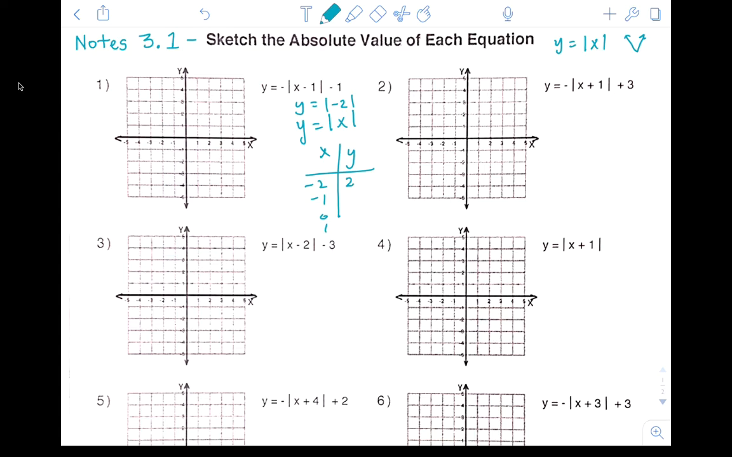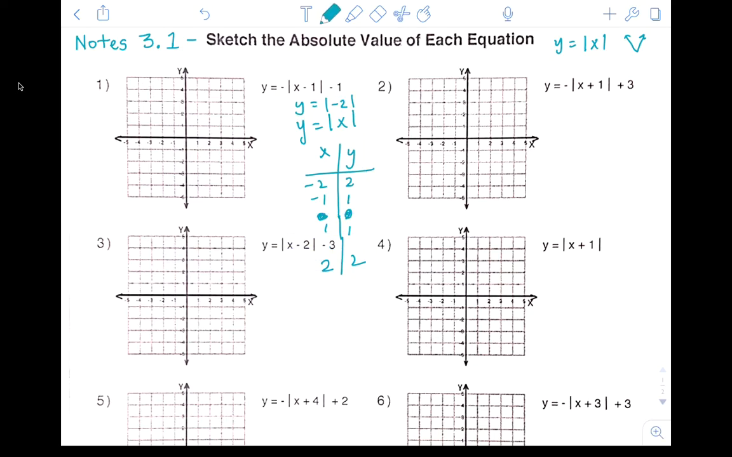The absolute value of negative 2 is positive 2. Remember, absolute value is the distance in numbers away from 0. It's 2 units away from 0, so the absolute value of negative 2 is 2. The absolute value of negative 1 is positive 1. The absolute value of 0 is 0 because it's already at 0. There's no distance away. The absolute value of 1 is 1, and the absolute value of 2 is 2.